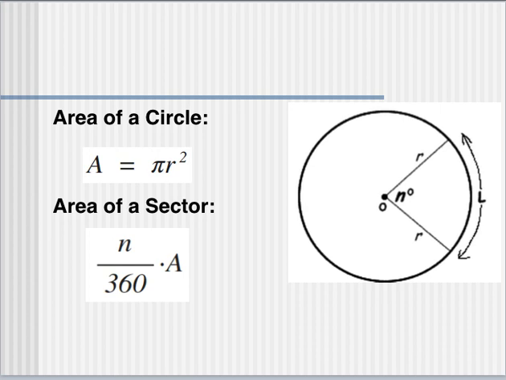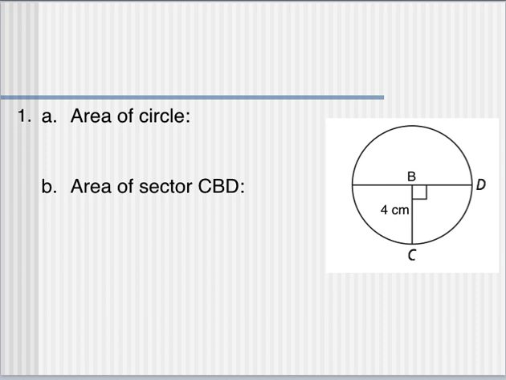Let's walk through one together. First, go ahead and find the area of the circle. Area equals pi r squared. You should get 16 pi centimeters squared. Area of the sector CBD. Okay, so sector CBD, let's find it. Sector CBD is this pie slice.